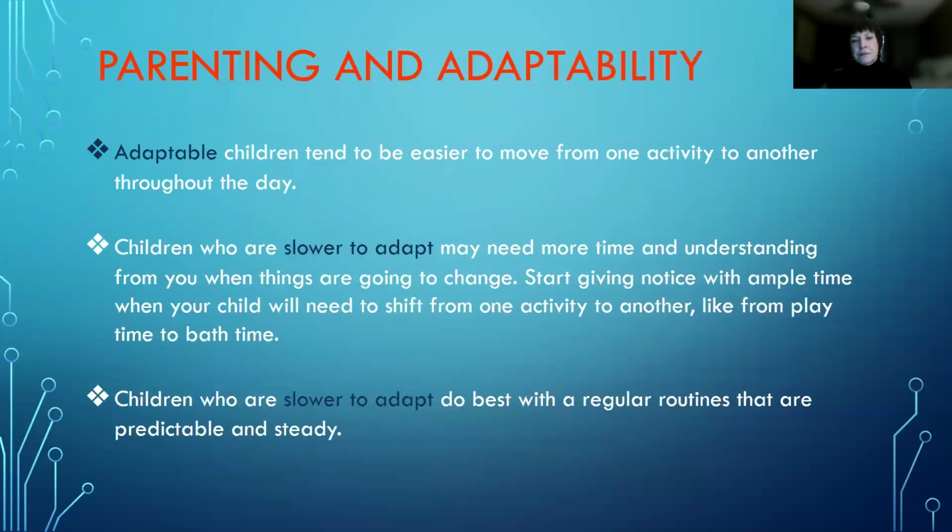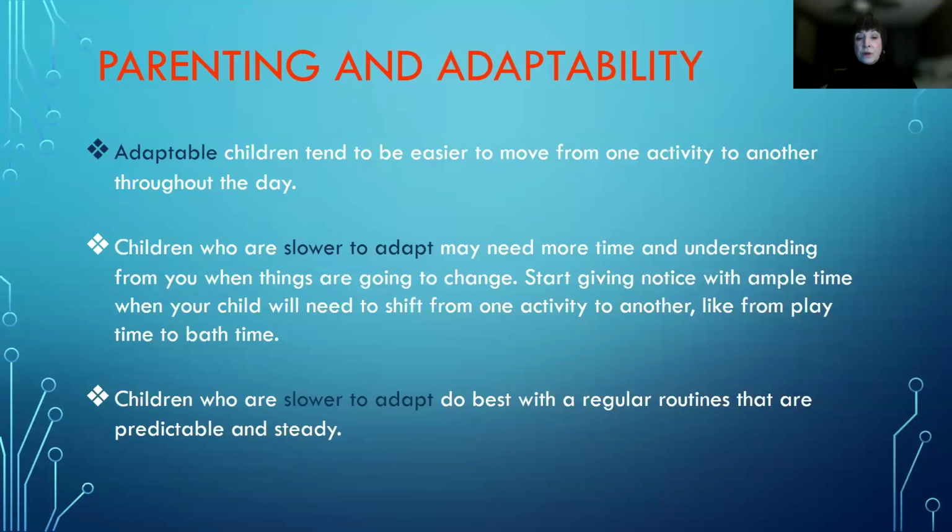Adaptable children make our lives easier. They can move from one thing to another. Children who are slower to adapt are those guys that need a little more time. They need us to be understanding that change is hard for them. They're the child that you can give notice to. They're kids that really can benefit from some predictability and routine.